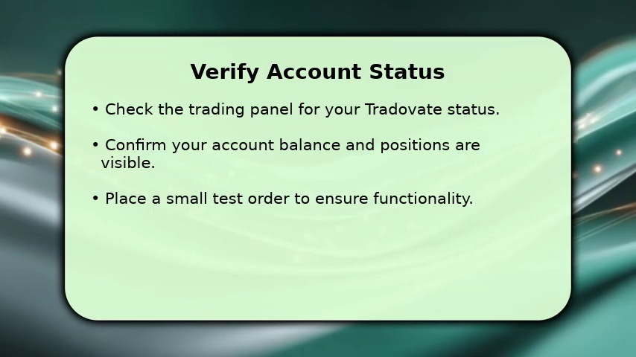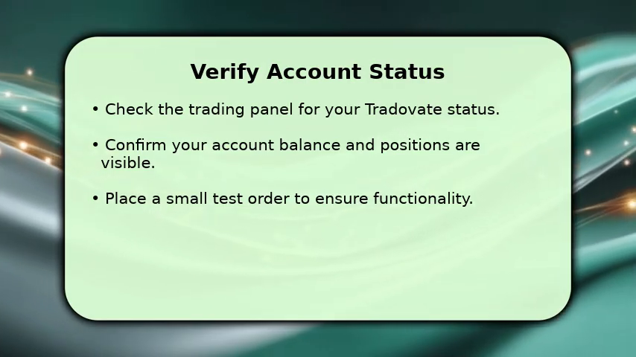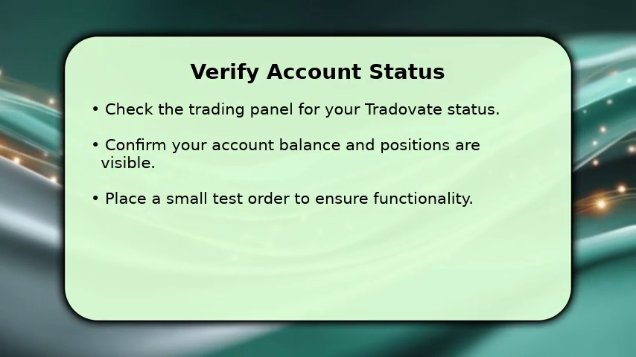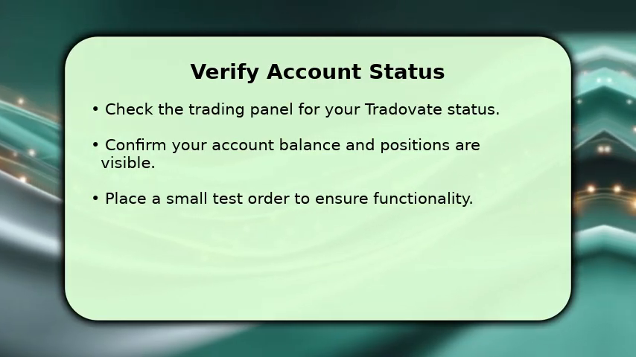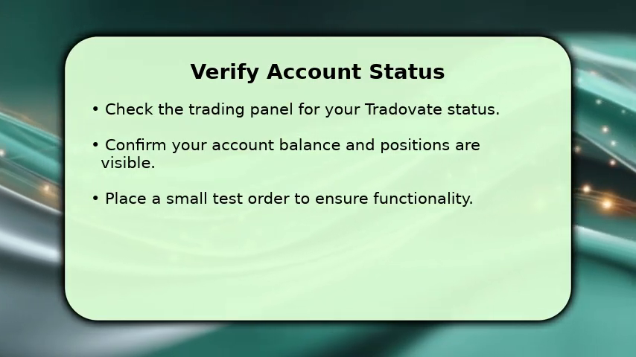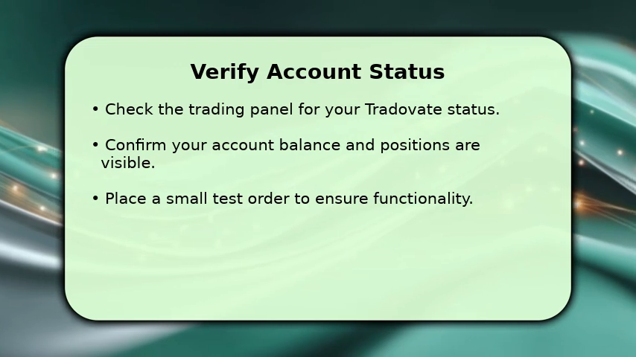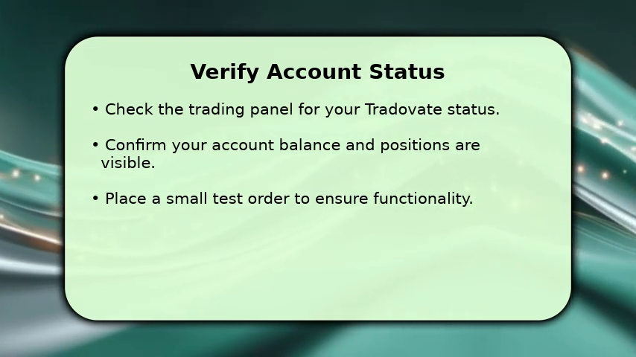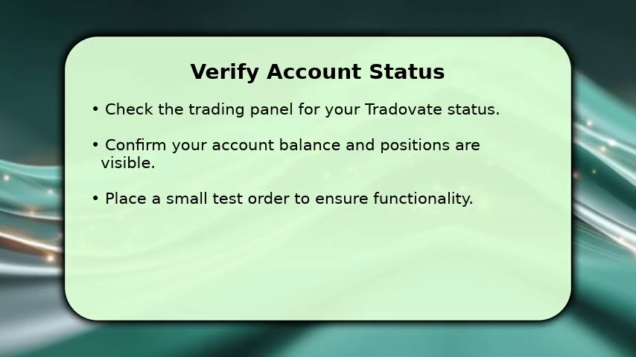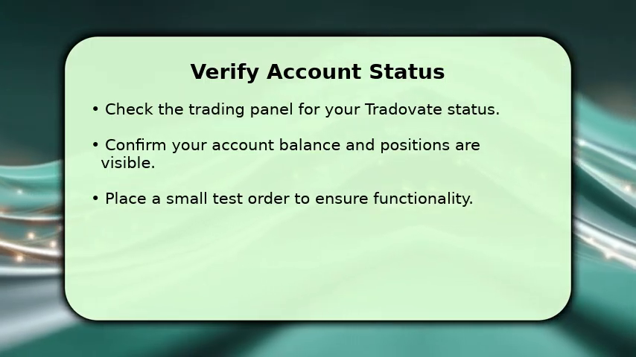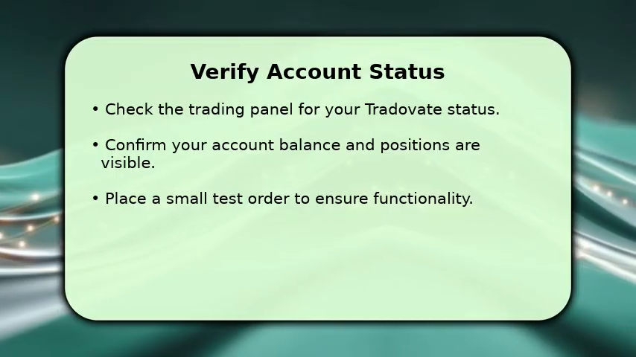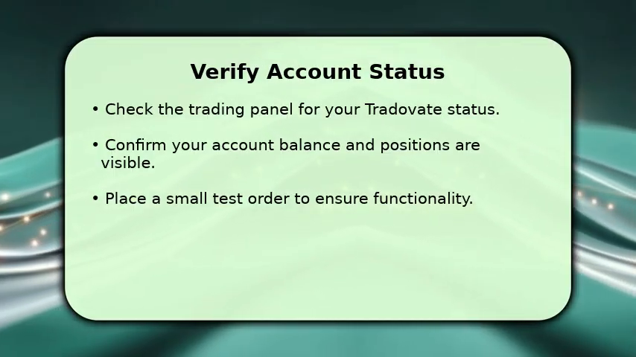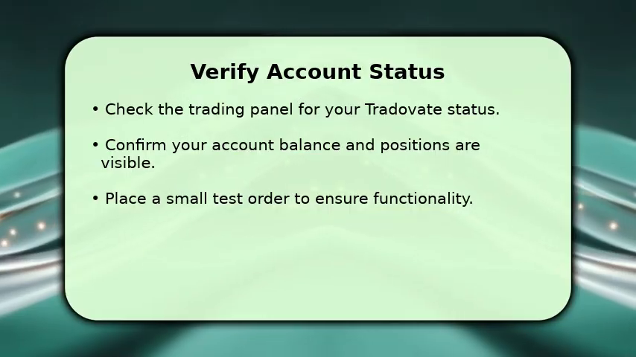With the connection established, it is essential to verify everything is working correctly. Look at the TradingView trading panel. Your Tradovate account status should now show as connected. Confirm that your account balance, open positions, and order history are accurately displayed. For a final check, consider placing a very small test order, perhaps one micro lot, to ensure full trading functionality. This confirms a successful setup.